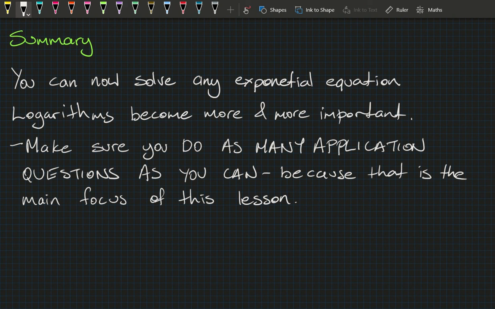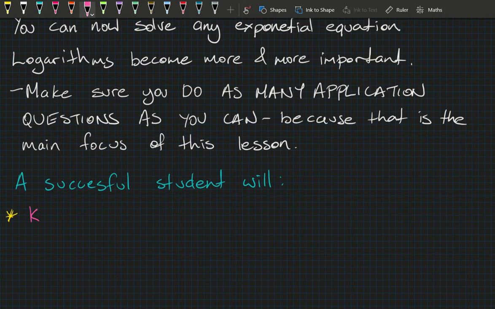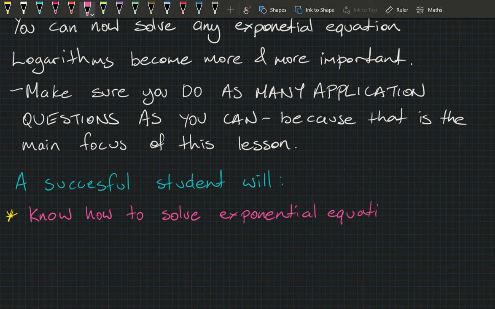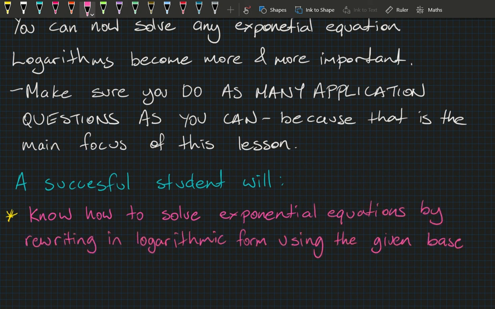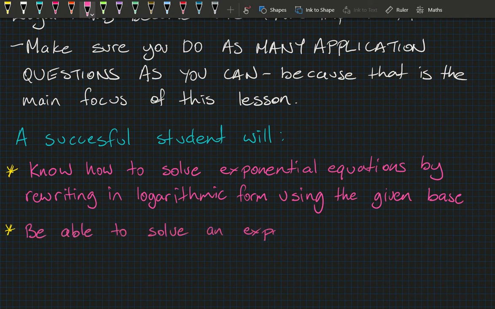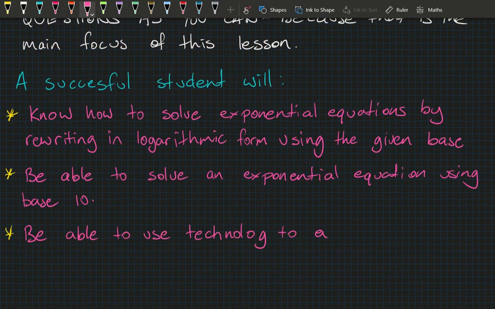We want you to become amazing problem solvers. As far as this lesson goes, a successful student will know how to solve exponential equations by rewriting them in logarithmic form using the given base. Be able to solve an exponential equation using base 10. Be able to use technology to evaluate logarithms. And I really don't know how else you're going to do it for some of the ones that aren't straightforward.